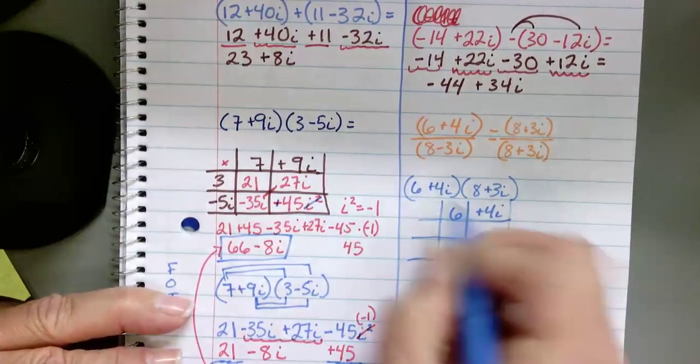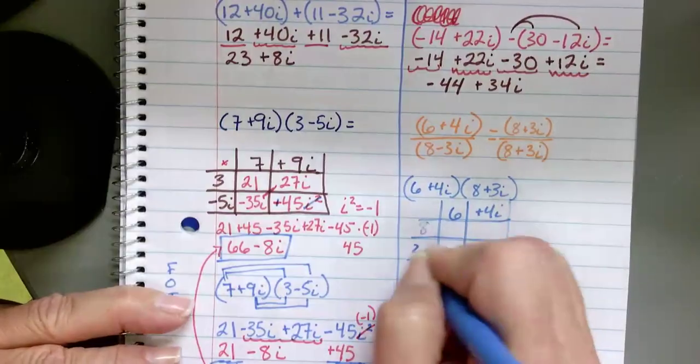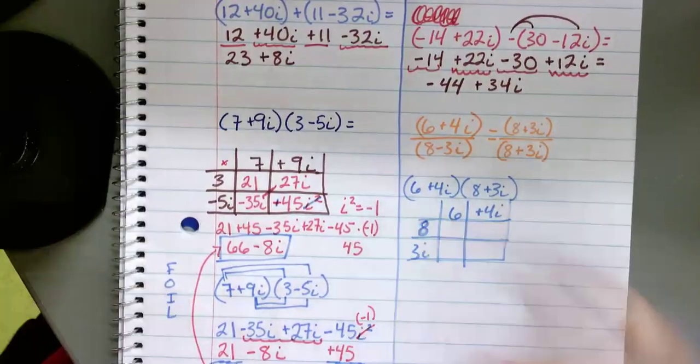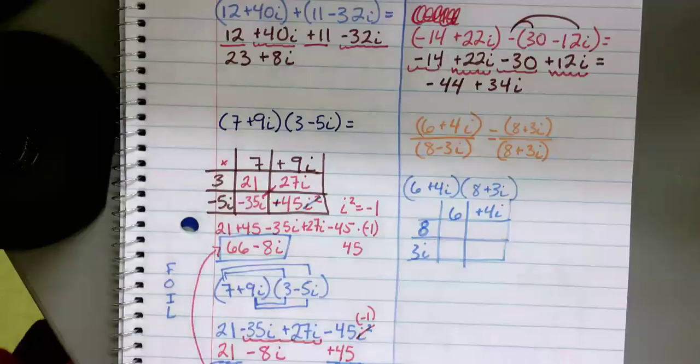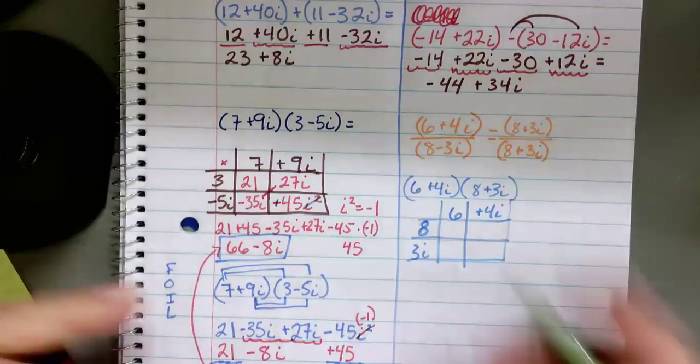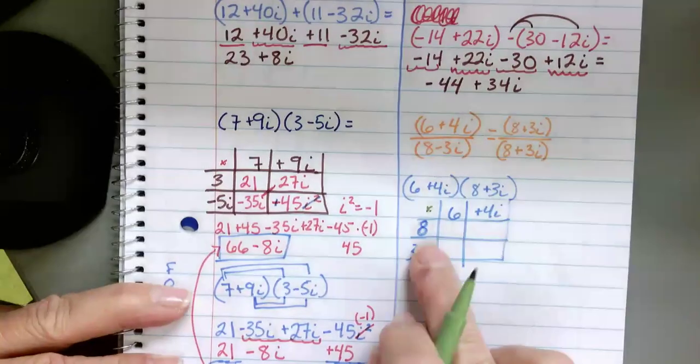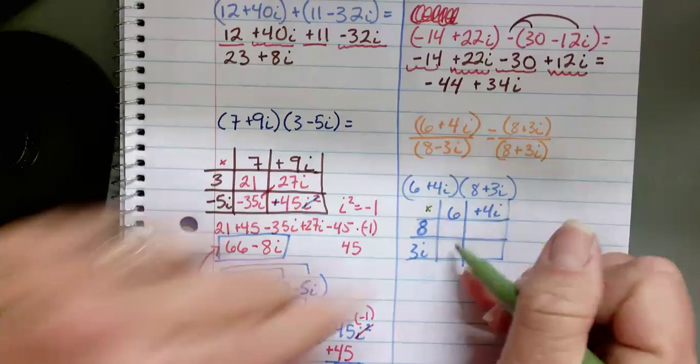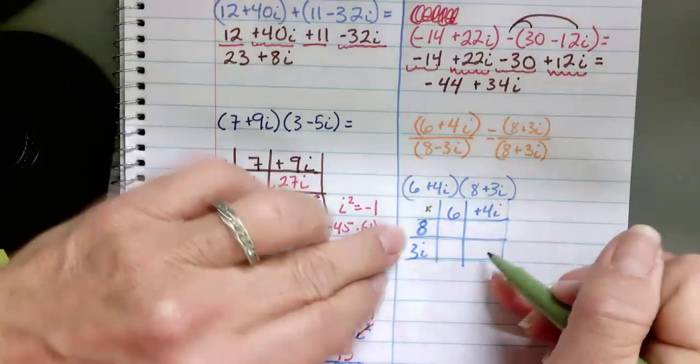My side terms will be an 8 and a 3i. Need to get change markers. That one's falling apart. And then we multiply. You're going to multiply everything times each other, right? 6 times everything on the left, and then 4i times everything on the left.